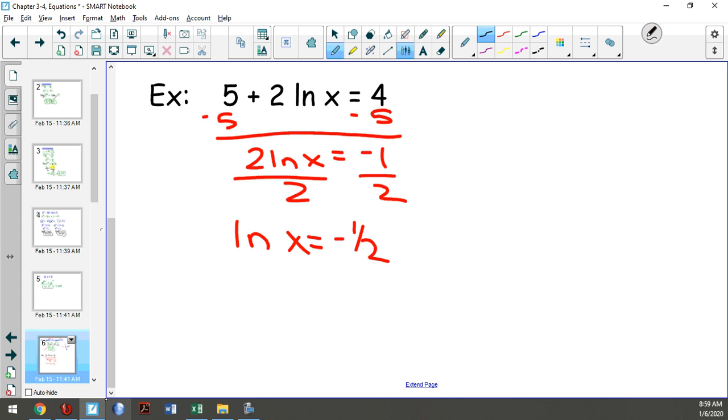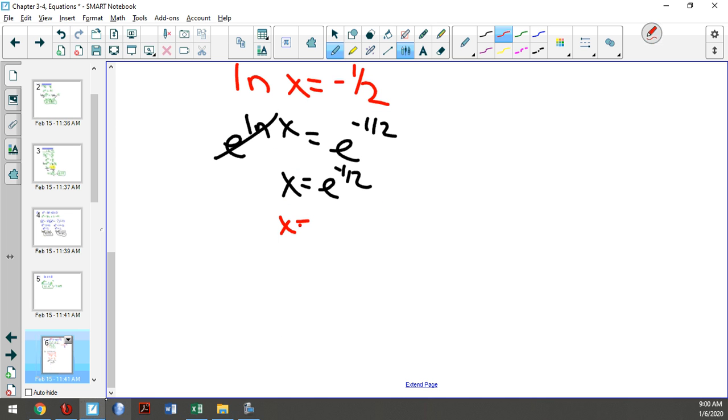So this is e to the natural log of x is equal to e to the negative 1/2. Those cancel out, and x is equal to e to the negative 1/2. What is e to the negative 1/2? e is just a number, yes? Since e is just a number, all you have to do is actually plug that in. So what is e to the negative 1/2? What number is it? 0.607, yes? We good?